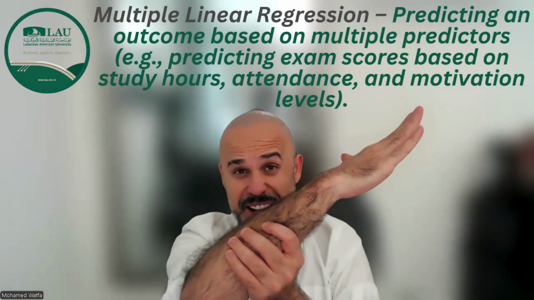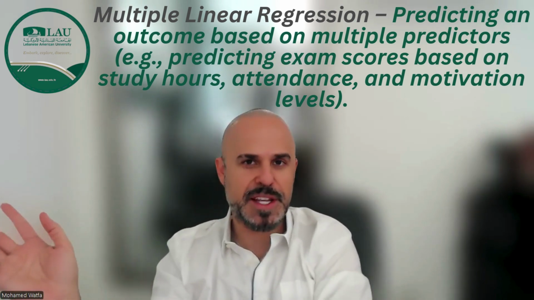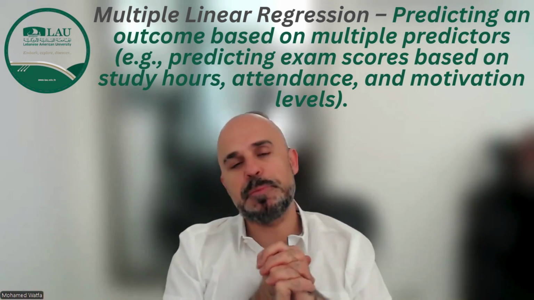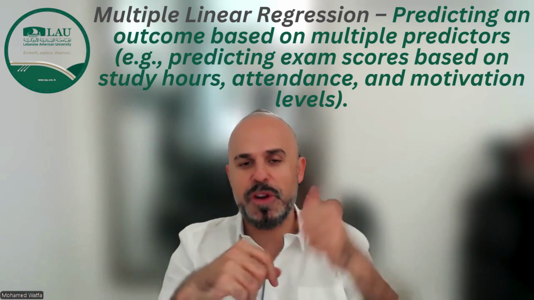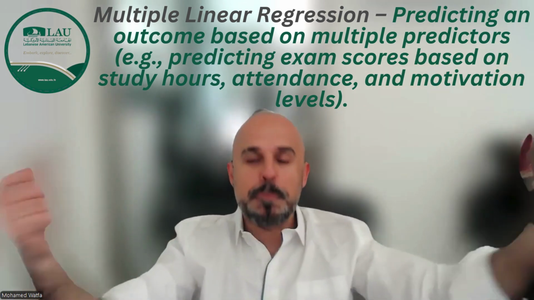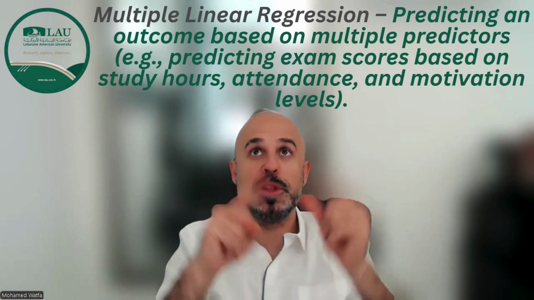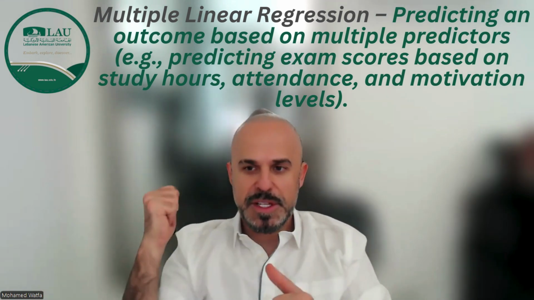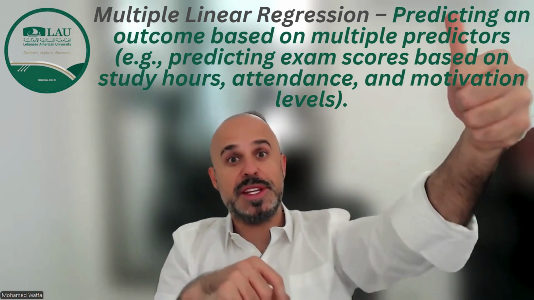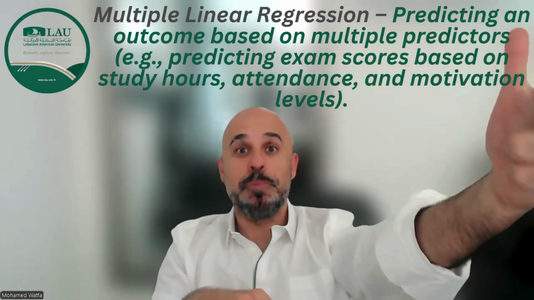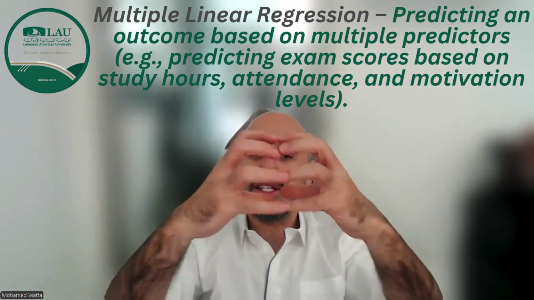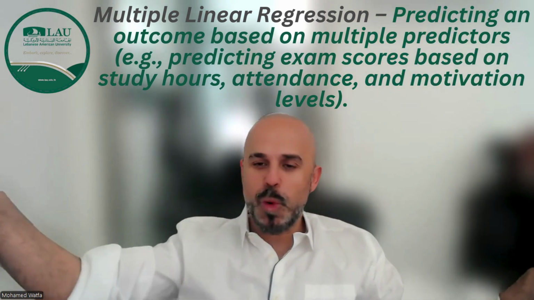Now, you could have more than simple, hence multiple linear. We're still saying linear, meaning assuming the relationship is a line. It could be nonlinear, that's another thing. But for now, we're assuming multiple linear regression, like before, predicting an outcome based on multiple predictors. For example, predicting an exam score, like we said before, based on study hours, attendance, motivation levels. I could keep on going. This is, in this case, a multiple regression. One output, the score, based on multiple predictors. Okay? So that's regression analysis.